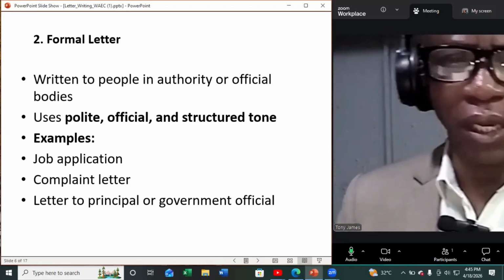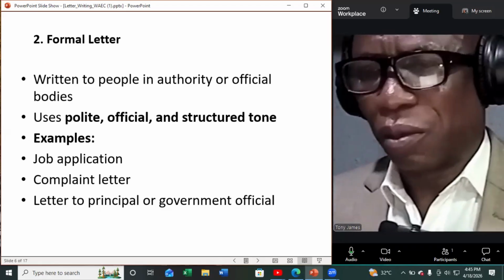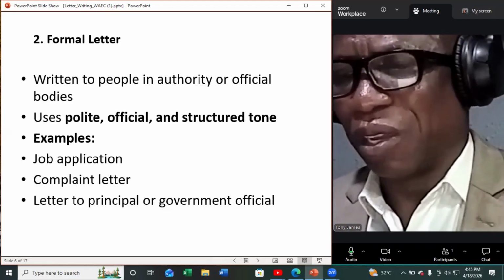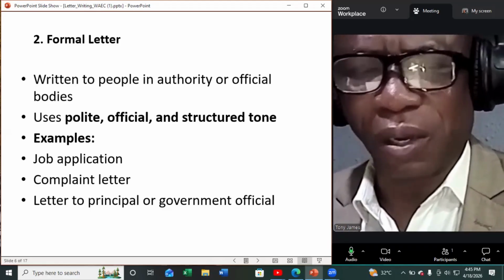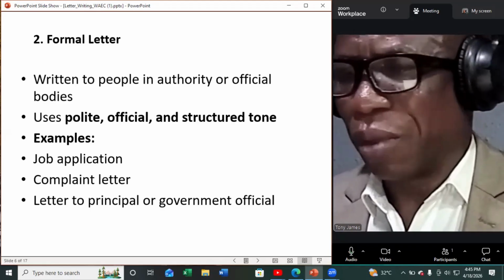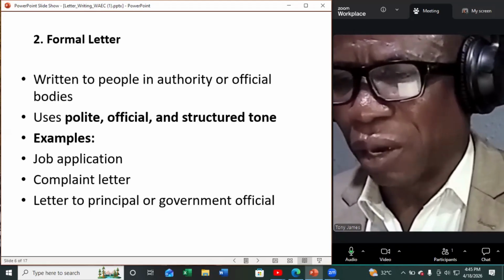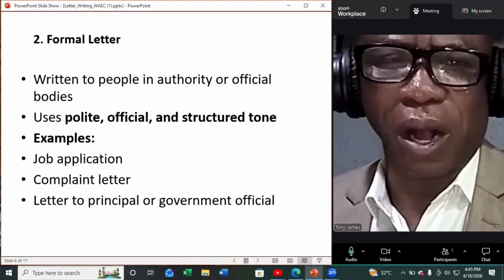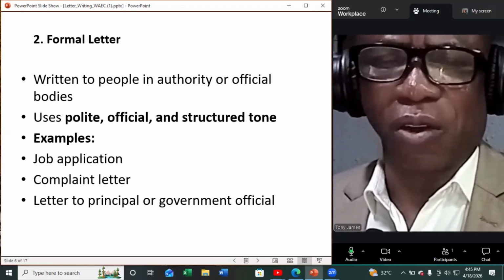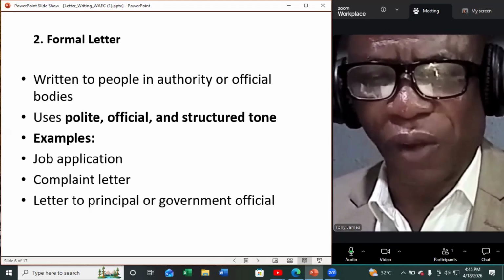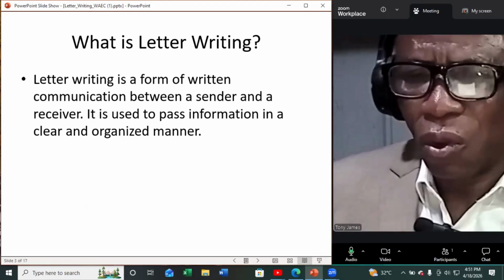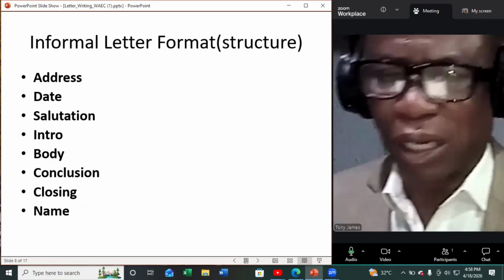We all know that there is a way we talk when we are at home or in the midst of friends, and there's a way we talk when it is official, be it in the place of work, in a place of religion, or a social place. So when it comes to writing letter, the tone of formal letter has to be polite and official.